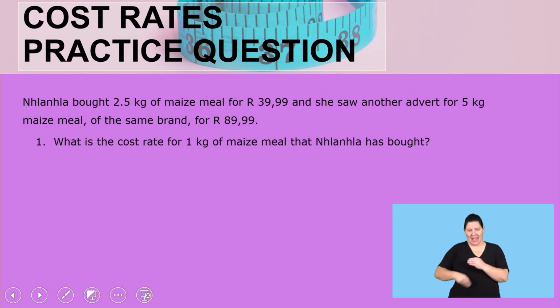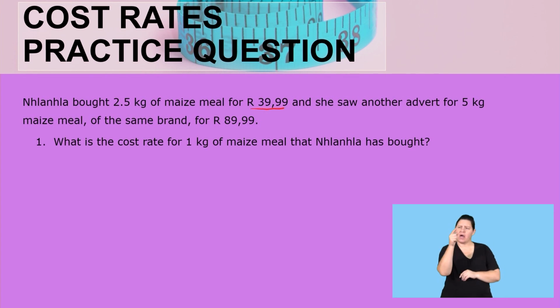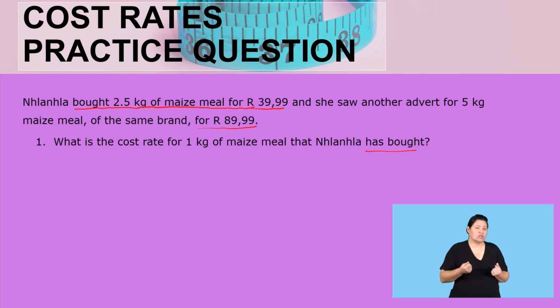Let us move to the second question. Nhlanhla bought 2.5 kgs of maize meal for 39.99. She saw another advert for 5 kg maize meal of the same brand for 89.99. What is the cost rate of 1 kg of maize meal that Nhlanhla has bought? I want you to have a look at this. She has bought the 2.5 kgs of maize meal. Secondly, she saw an advert. Now the question is about the one that she has bought.